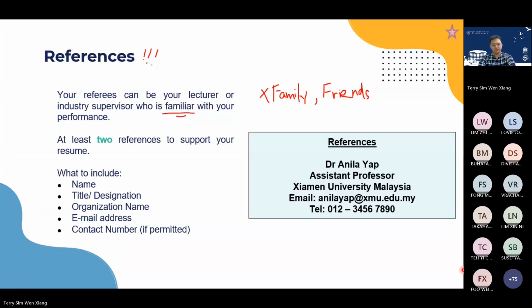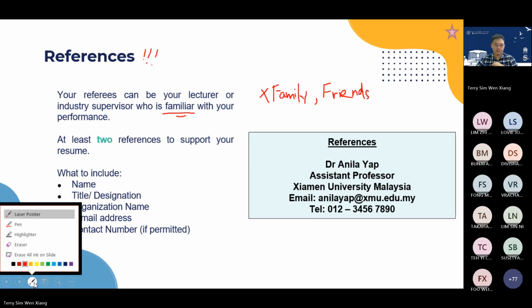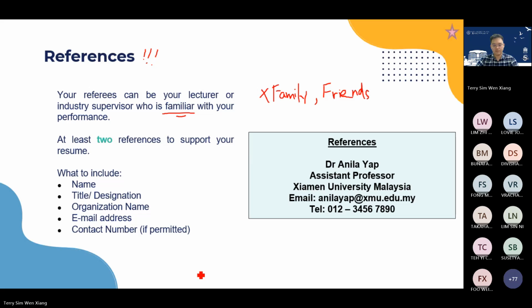So what do you include? It should usually be the name. If they have a position, you should mention that. For example, Dr. Anila Yap, and the title is assistant professor at Zaman University Malaysia. You should include the contact details as well, which is the email address and also contact number. However, the contact number is only if they allow you or if it's permitted, because some of them might be more sensitive. Sharing their contact number is not really allowed, but if they allow, then go ahead. So that's it for references.